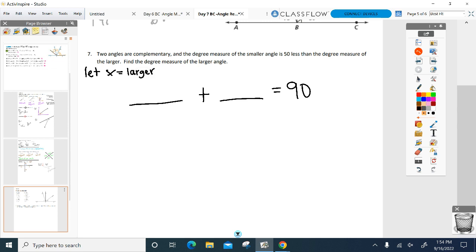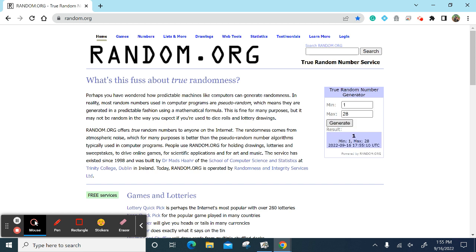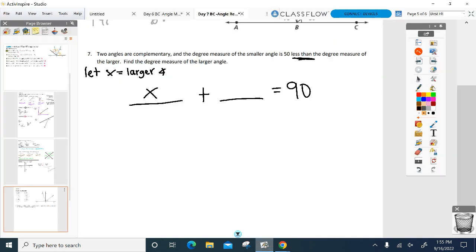So if x is my larger angle, the degree of the smaller is 50 less than that larger. How do I write 50 less than that? 50 less than that angle x. What operation is less than? You get the minus, right? All right, so I'm going to do x minus 50.